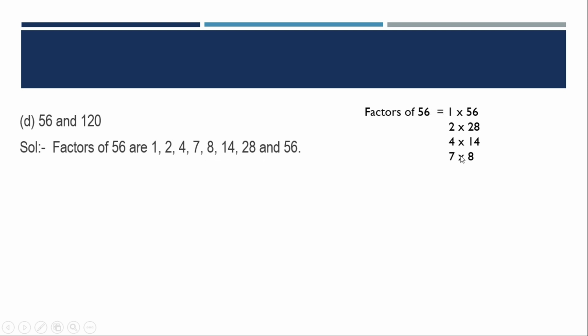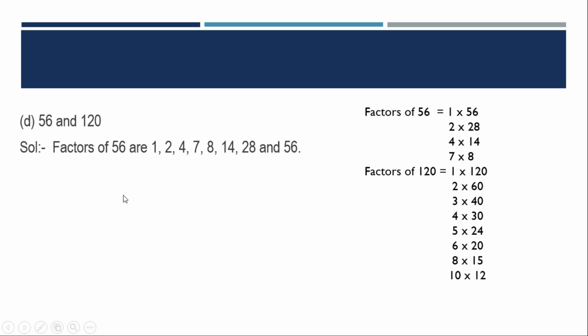Next, factors of 120. 1 into 120. In the 2 table, yes, 60 times. 3 table, 40 times. 4 table, 30 times. 5 table, it is 24. 6 table, it is 20. 8 15s are 120. Yes, 10 12s are 120. After this we have nearly 8 pairs of numbers. So write all these numbers as the factors of 120.